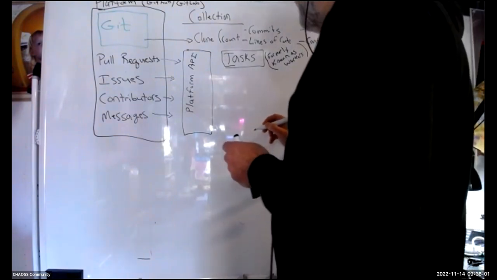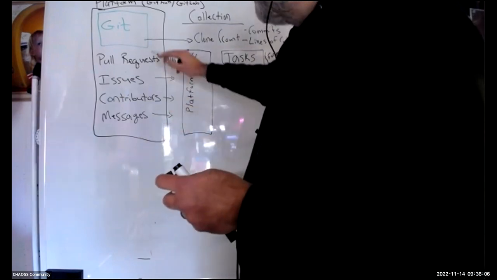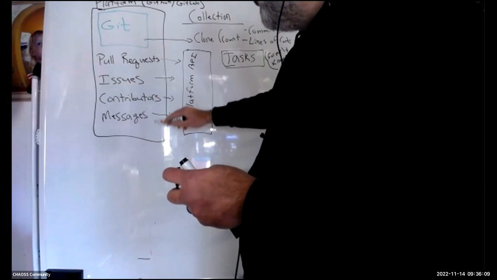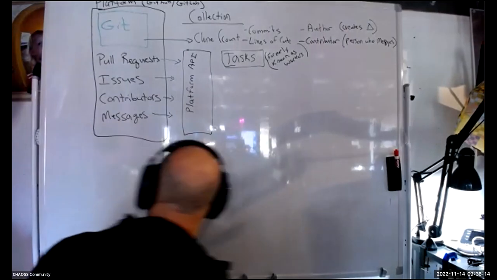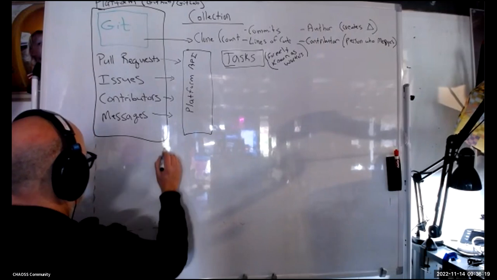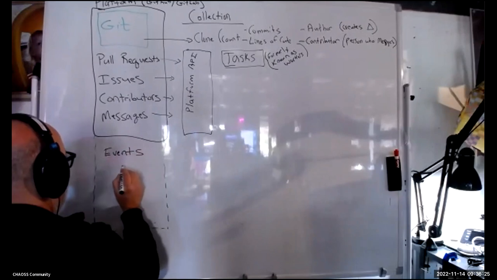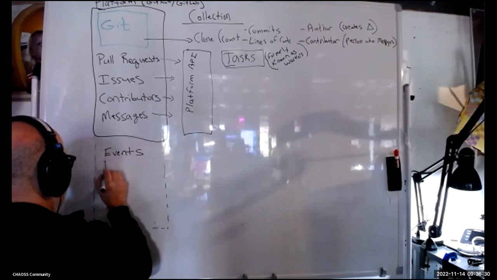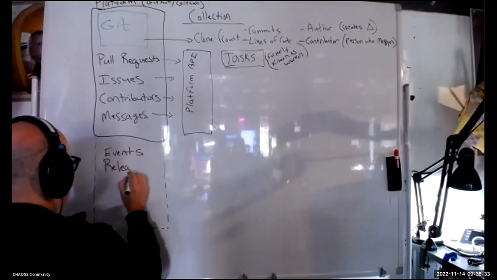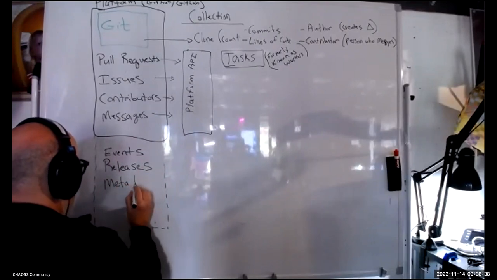Each of the tasks performs functions that collect all of the data related to these primary entities on GitHub. It's also worth noting that there are other things that we collect that could be relevant for a particular case. These include events, releases, and metadata.